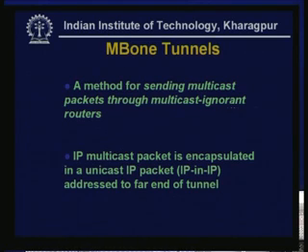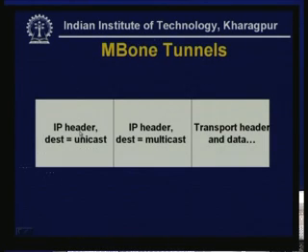Okay. So, an MBone tunnel is a method of sending multicast packets to multicast ignorant routers. The IP multicast packet is encapsulated in a unicast packet. So, this is an IP in IP packet addressed to the far end of the tunnel. If you look at it, you have the IP header whose destination is unicast, then you have another IP header whose destination is the multicast, and then the transport header. The intervening routers which are not multicast enabled are going to see this destination, and this destination would actually be the next multicast router. And this part will be the payload.